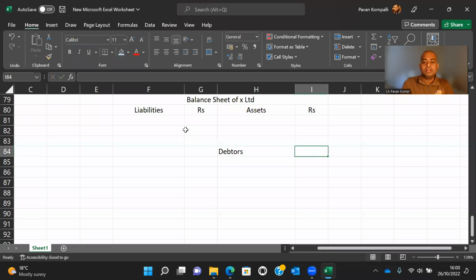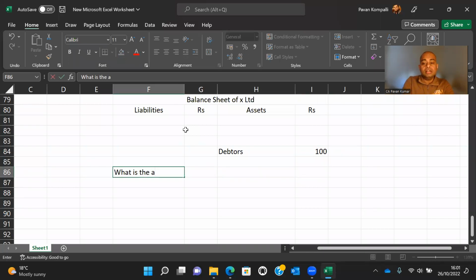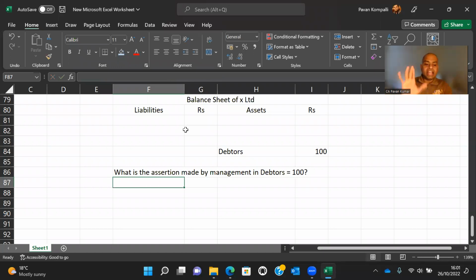So I'll write debtors here, 10 crores, or 100 rupees. Okay, now you tell me, when I have put debtors 100 rupees, what do you mean? What is the assertion made by management in debtors 100 rupees? What are the assertions? Can I say directly, indirectly, explicitly, implicitly? Directly, indirectly, explicitly, implicitly, management is saying that the entity sells goods on credit.